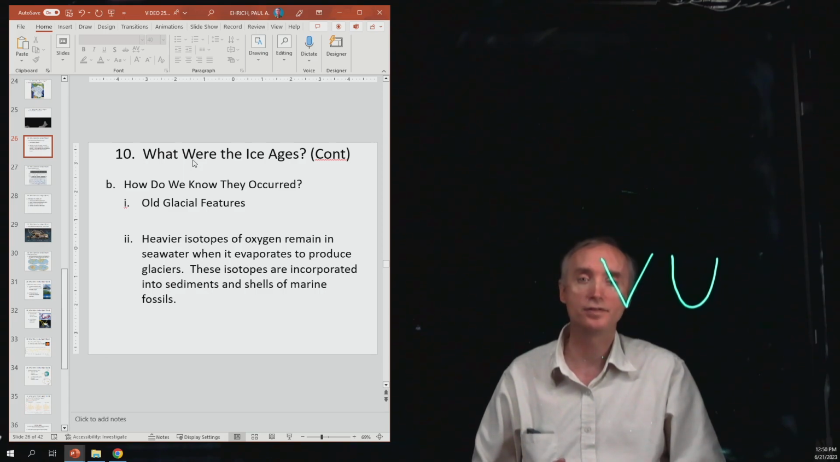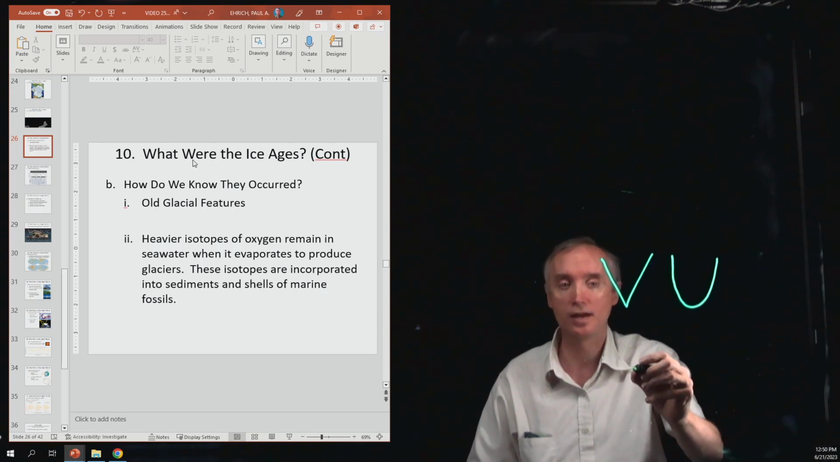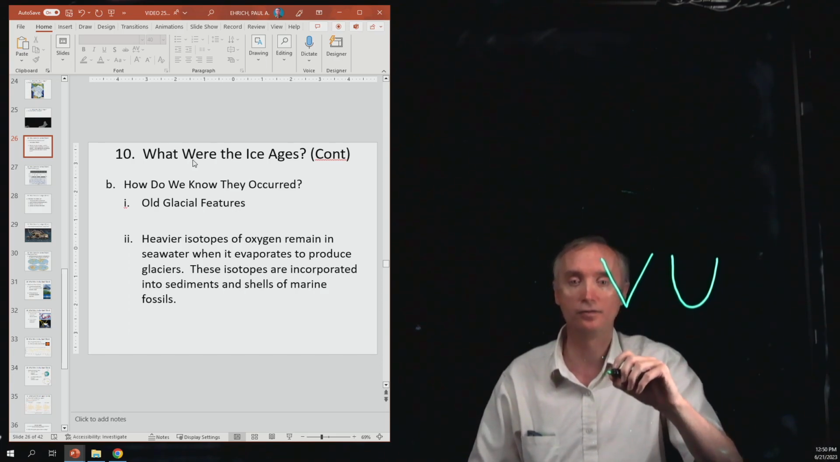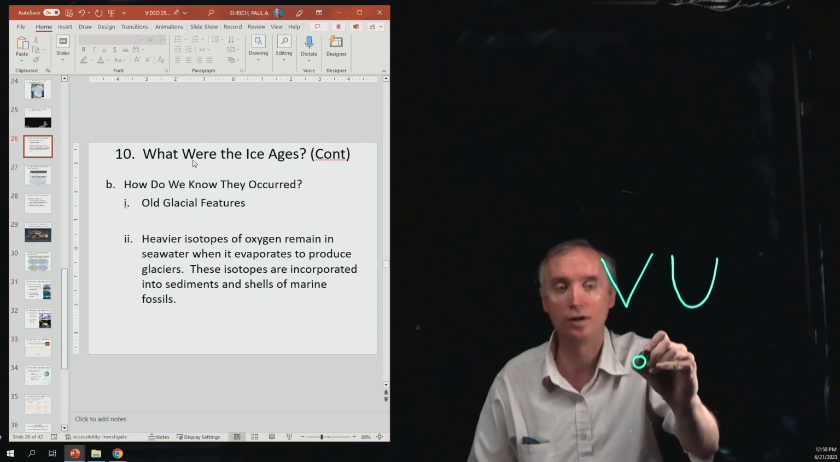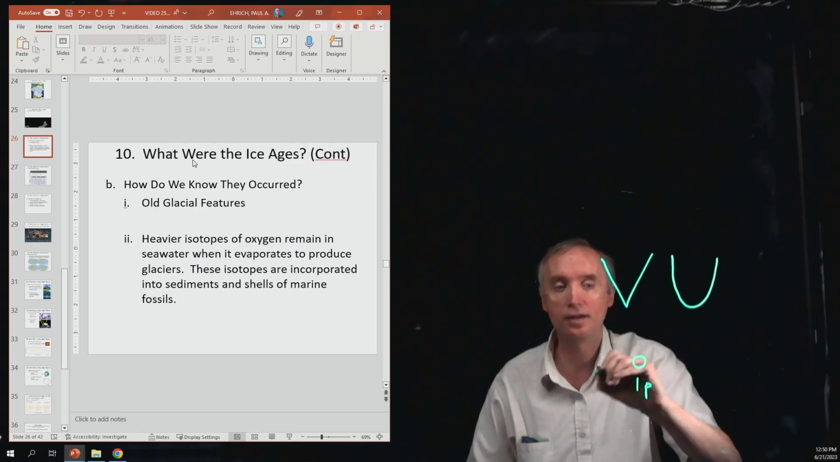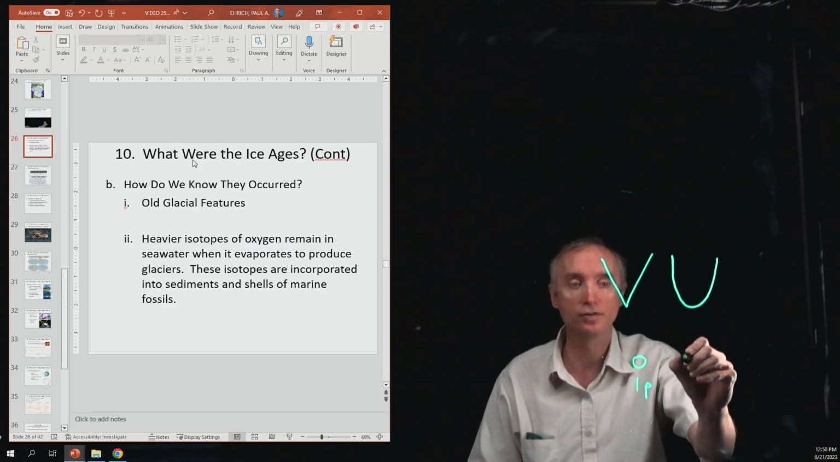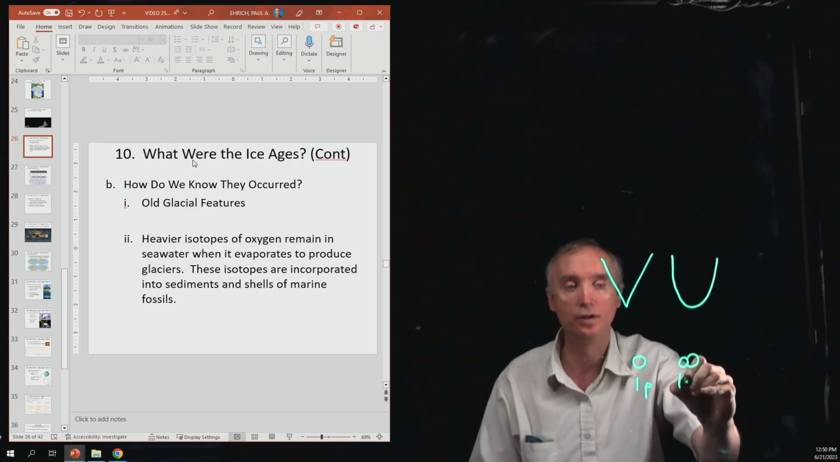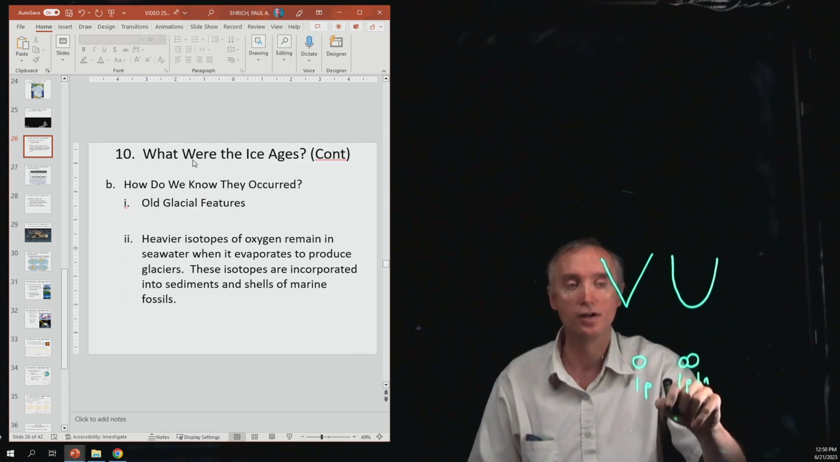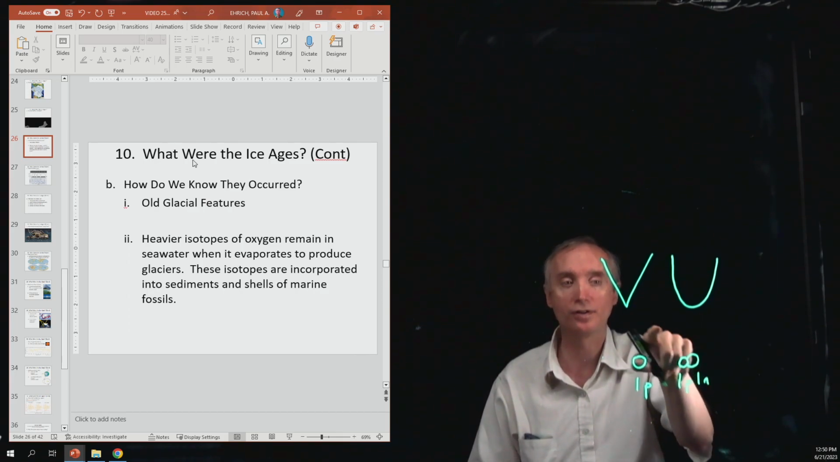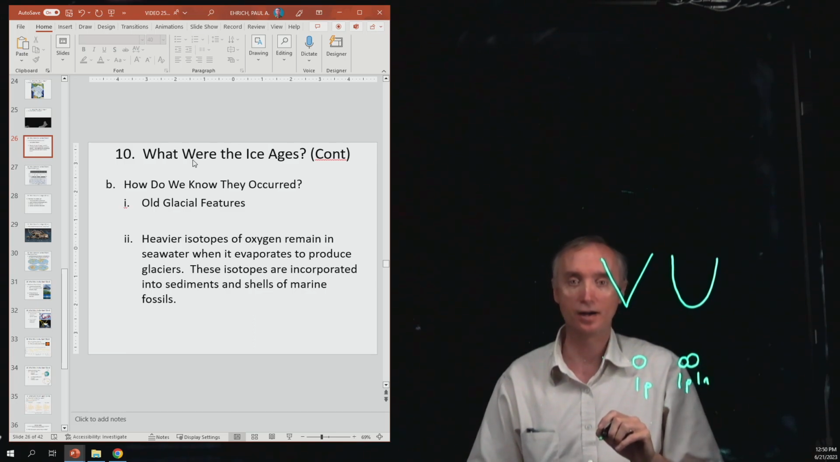Another line of evidence is heavier isotopes of oxygen. So oxygen has different isotopes. What do we mean by an isotope? Let's say the nucleus of hydrogen consists of one proton. But then we found that there are other kinds of hydrogen. There's another kind of hydrogen that consists of one proton, and then it's got one neutron in its nucleus. So they're both hydrogens, but they're different isotopes of hydrogen.